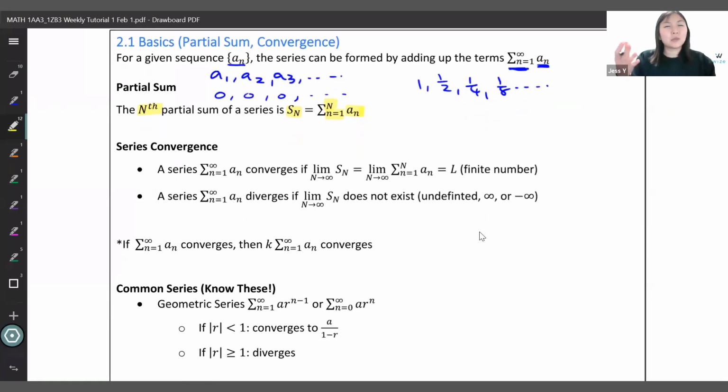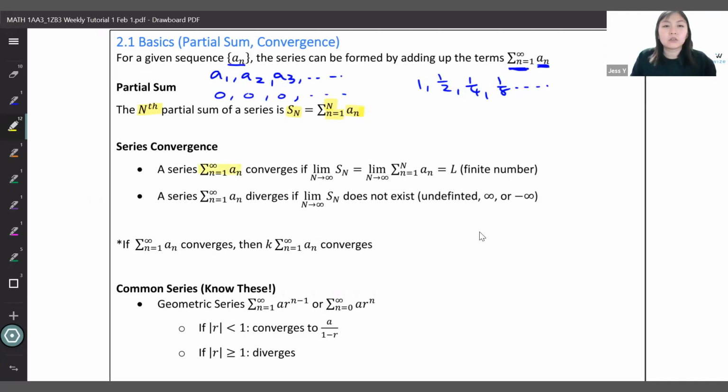Remember how we talked about sequence converges? If a sequence converges, that means that the limit of the terms approaches something. It's a little bit more complicated when it comes to series. We can't just find the limit of the terms and say that it converges. We have to figure out if, when I add up all those terms, do I get a finite number? And this is how series convergence is defined.